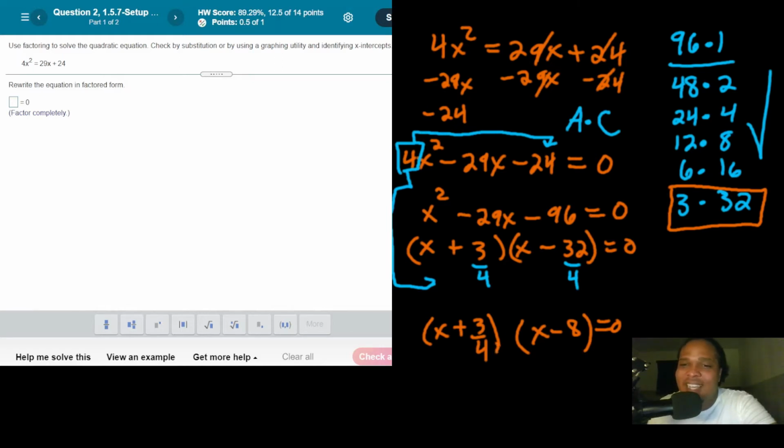Anyway, so if you cut on from the last example, basically the answer is just the opposite of what we have here. So x is equal to negative 3 over 4. And the opposite of negative 8 is positive 8. And we're done. So, it's saying to rewrite this in factor form, right? Let's see if they're going to accept that x plus 3 over 4 times x minus 8.